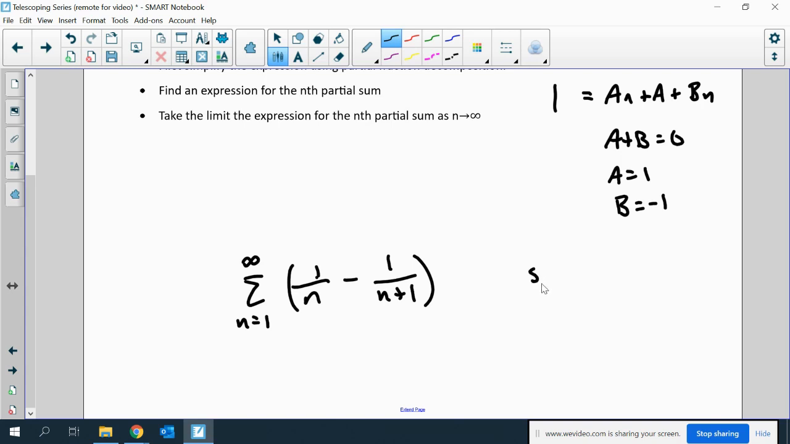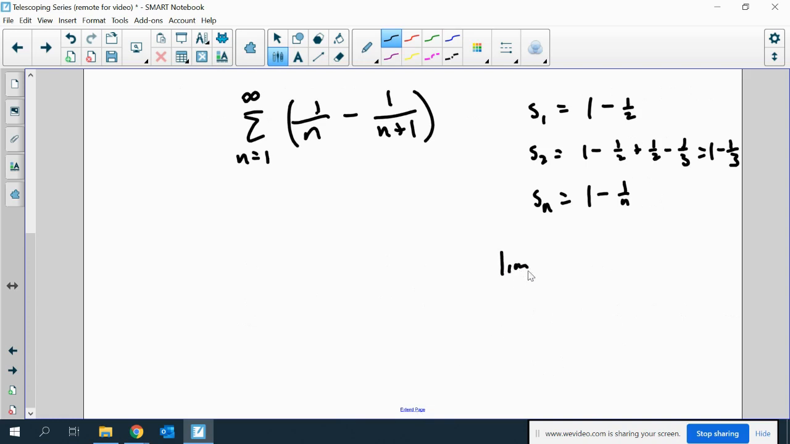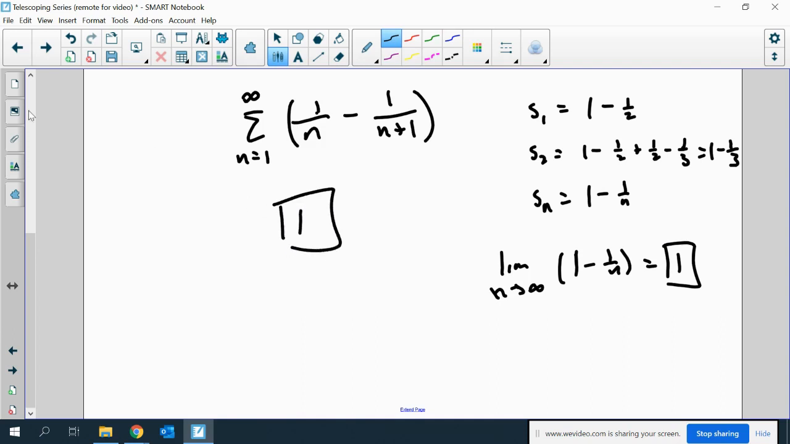So what I would do here is S sub 1 was 1 minus 1/2. S sub 2 is 1 minus 1/2 plus 1/2 minus 1/3. The 1/2s cancel, so I have that. And then S sub n would be 1 minus 1 over n plus 1. What happens when I take the limit as n goes to infinity of this thing? I would just get 1. So I'm going to get 1 as my final answer.